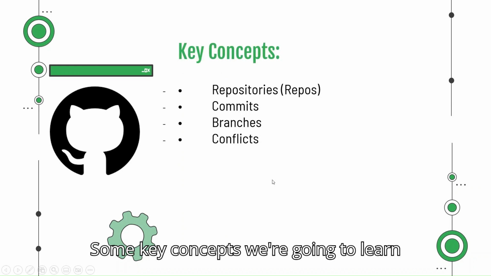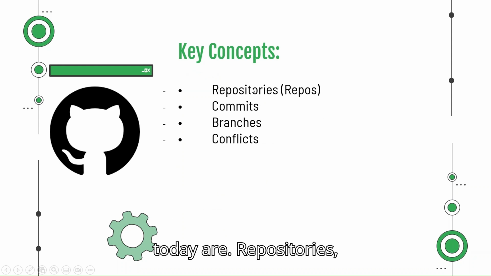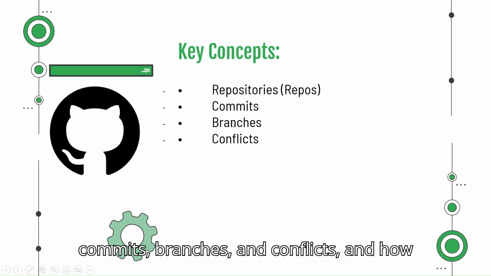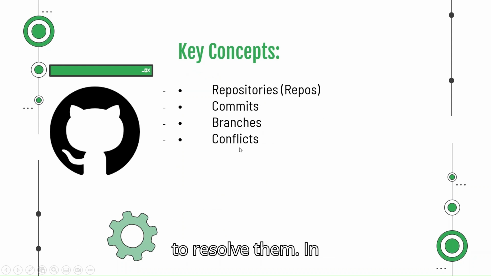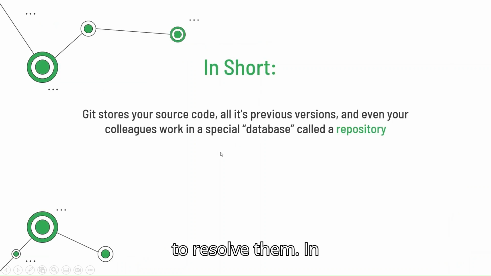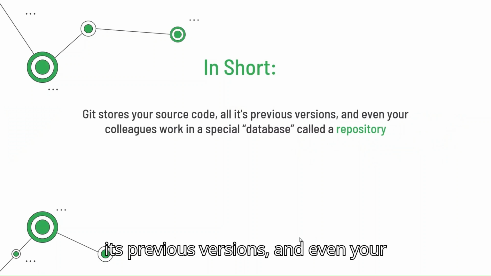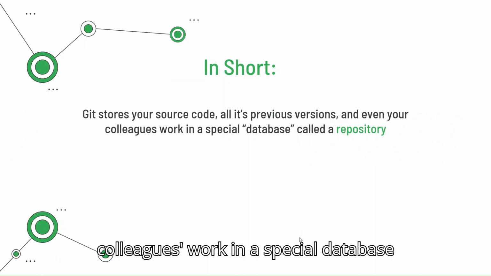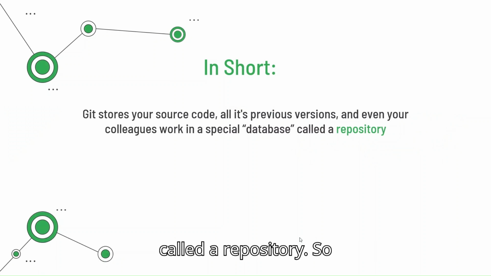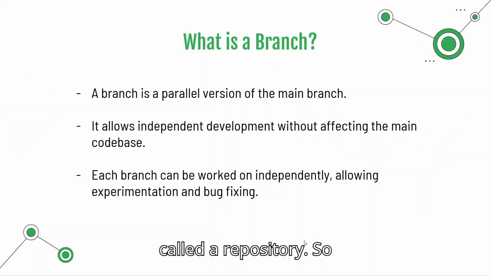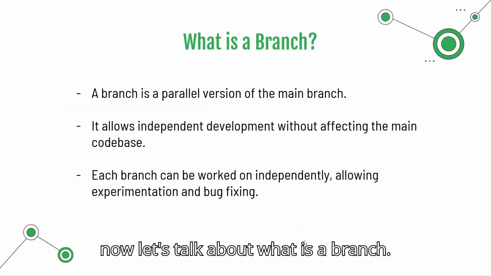Some key concepts we're going to learn today are repositories, commits, branches, and conflicts, and how to resolve them. In short, Git stores your source code, all its previous versions, and even your colleagues' work in a special database called a repository. So now let's talk about what is a branch.